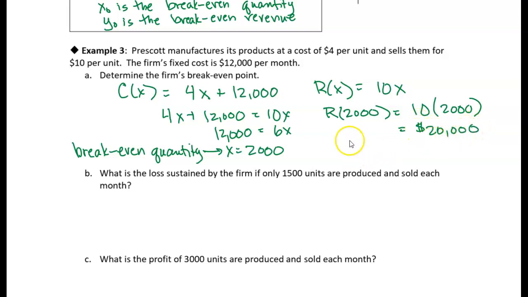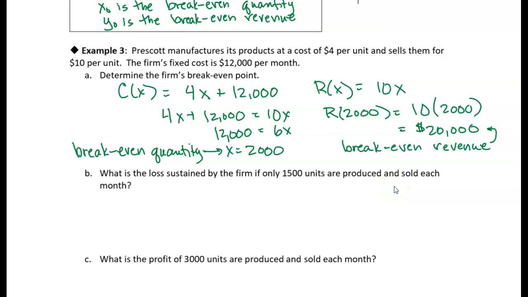Okay, and that's my break-even revenue. And together, I'll just put a little arrow here, that's considered the break-even point, right? The combination of the break-even quantity and the break-even revenue.